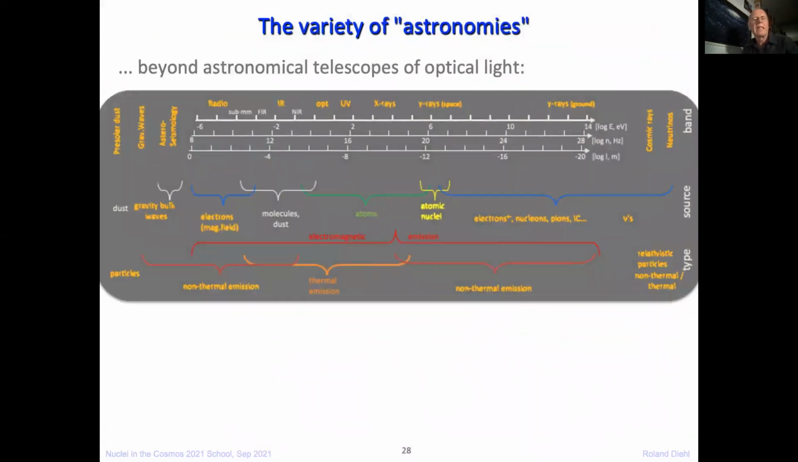We look at the variety of astronomies that I put together here. I show the electromagnetic spectrum, basically from radio waves to gamma rays. The optical is just a small part in here. And we can try and make measurements of isotopes across the entire range.